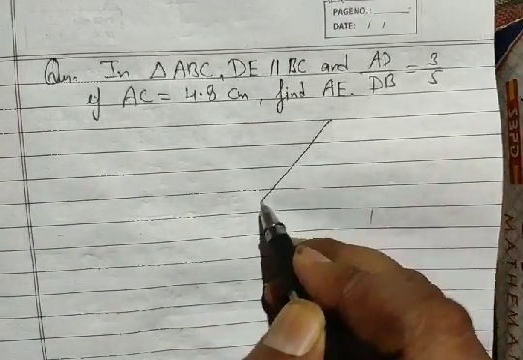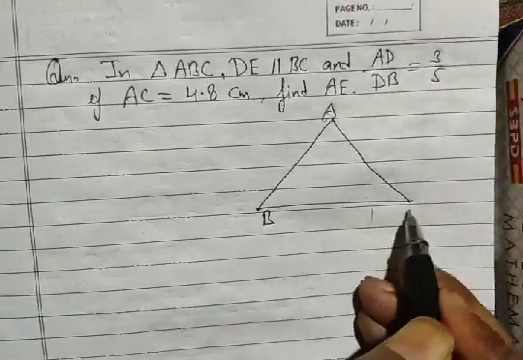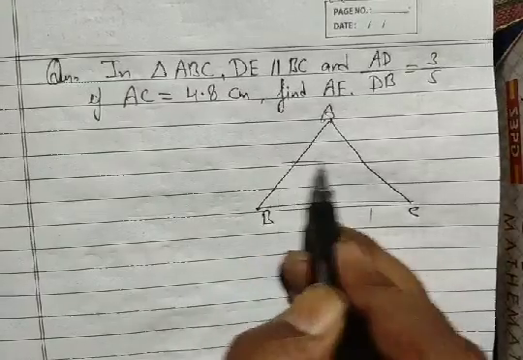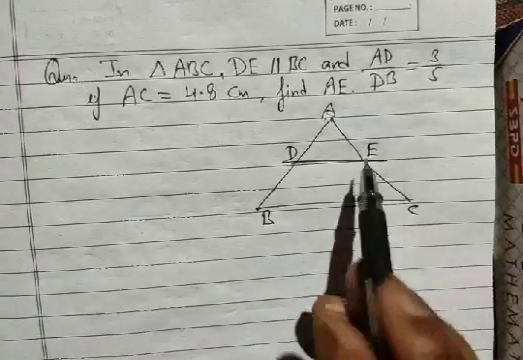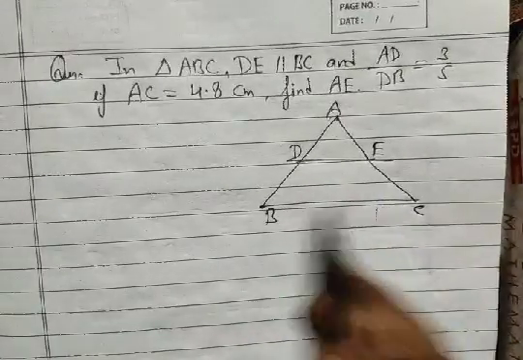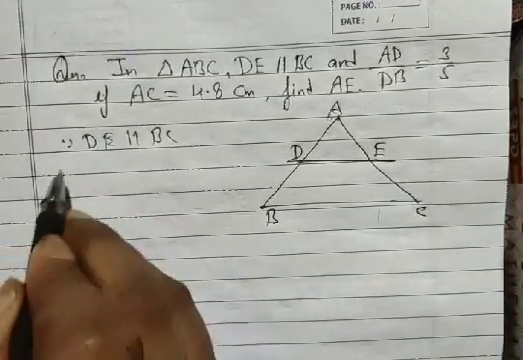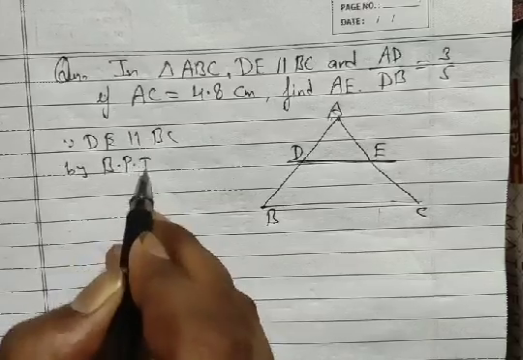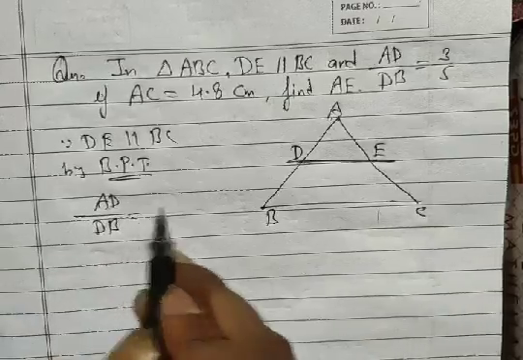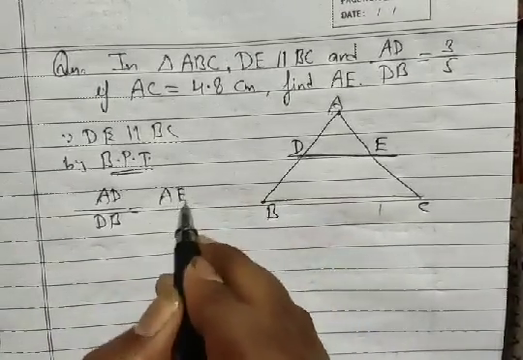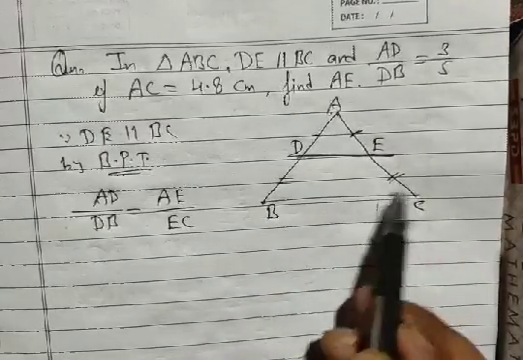We are going to draw a triangle named ABC, naming the vertices ABC. Now take DE parallel to BC. Now what we have given, since DE is parallel to BC, then by BPT what do we have? Since DE is parallel to BC, then by the basic proportionality theorem, BPT, the ratio of AD to DB is equal to the ratio of AE to EC.